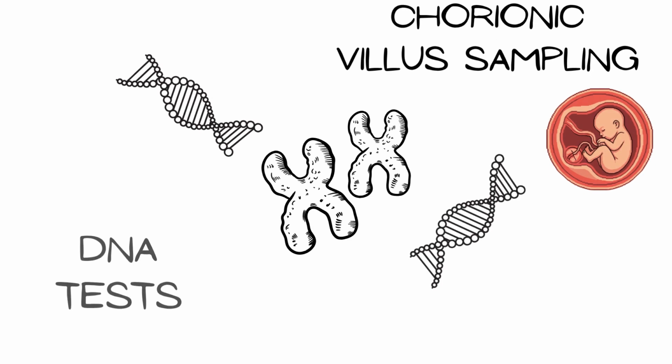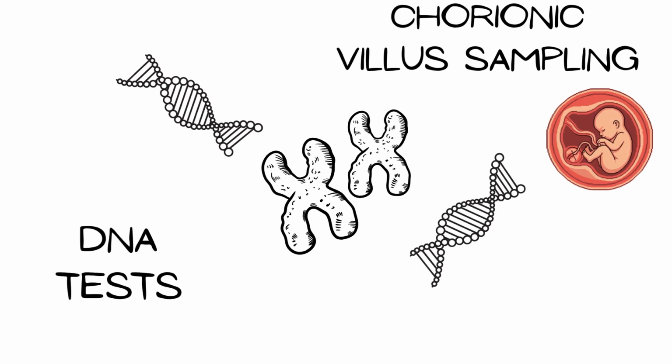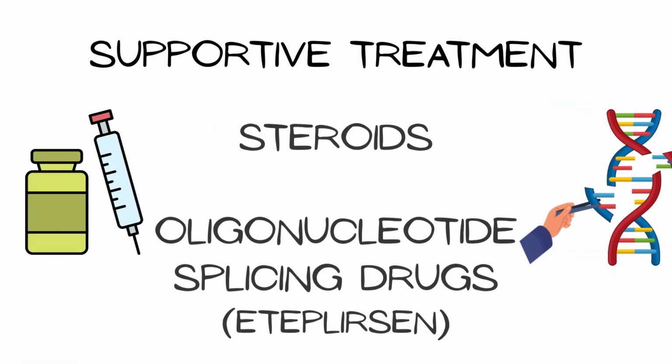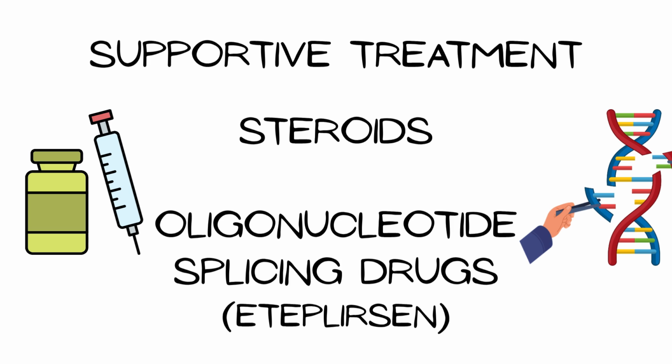It can be identified intrauterine itself by performing DNA tests on chorionic villus sampling, which can be obtained intrauterine itself. The treatment is often supportive, however, steroids have a very beneficial role in decreasing the progression of the symptoms, and you need to know about the specific drugs called oligonucleotide splicing drugs, for example, eteplirsen, which has got a very beneficial role in the management of Duchenne muscular dystrophy.